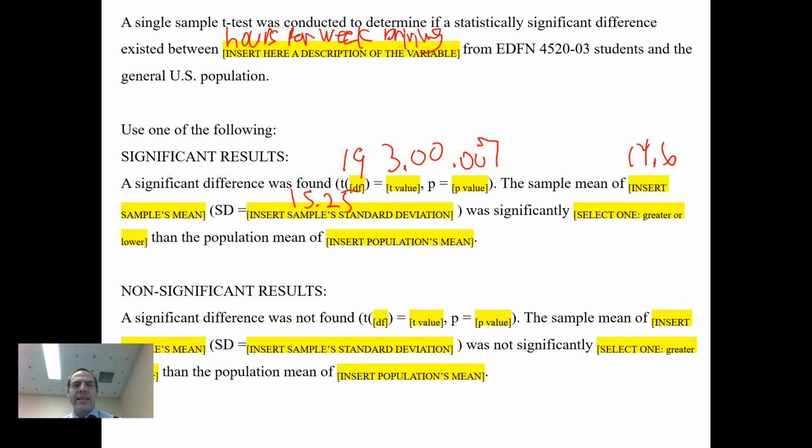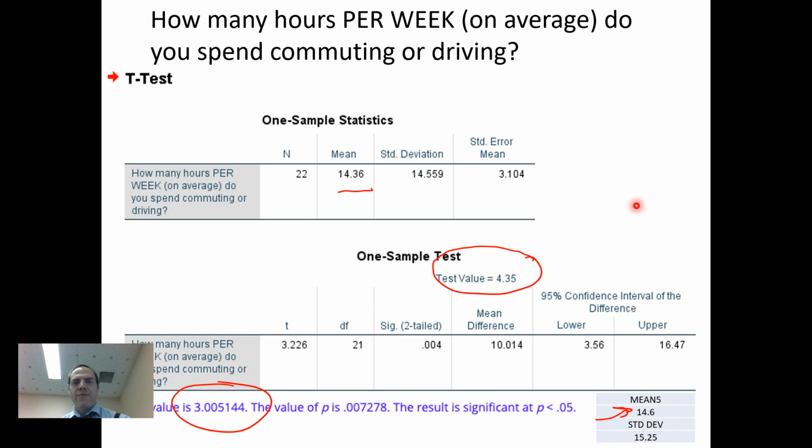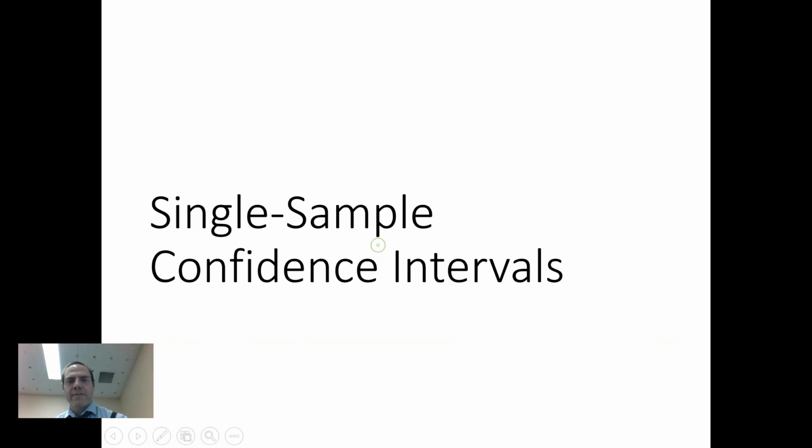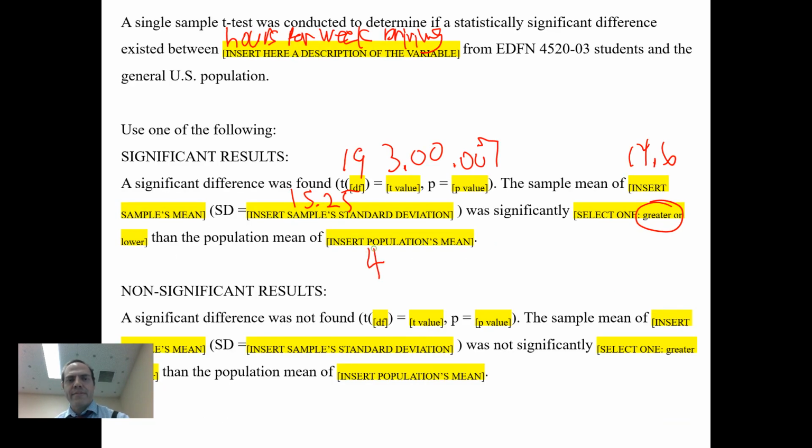Okay, was this significantly greater or lower? Do you guys drive more than the national average or less? Greater. Okay, greater. And then the population mean is 4.35. Sorry. Okay, there we go. I'm done with my assignment.